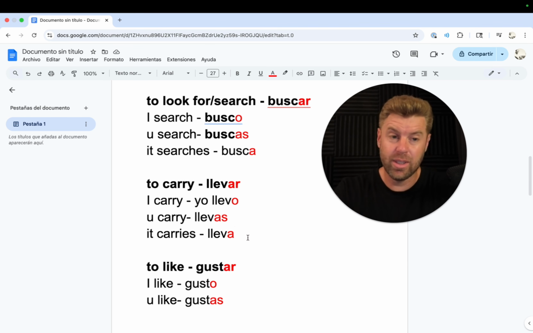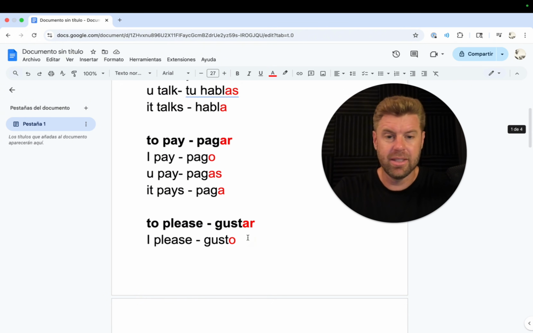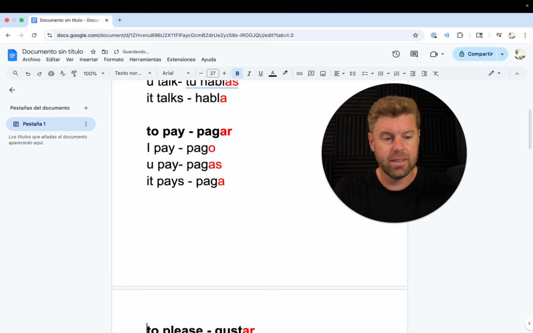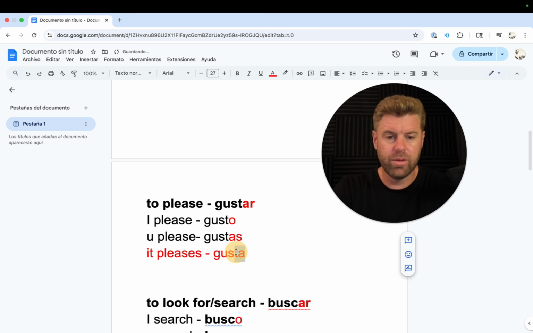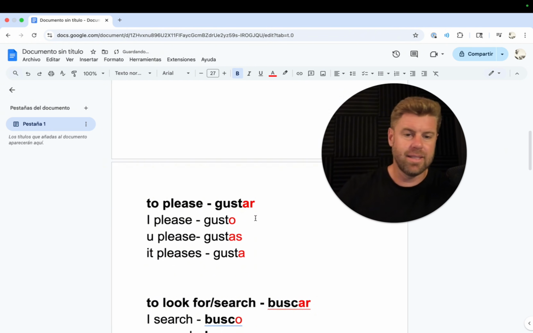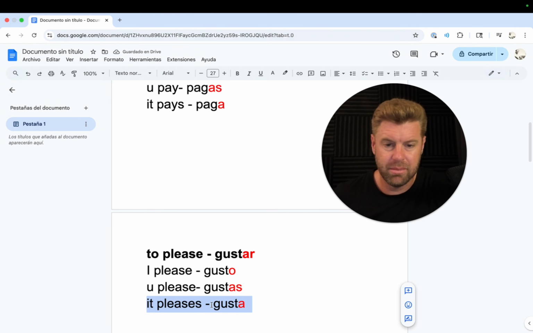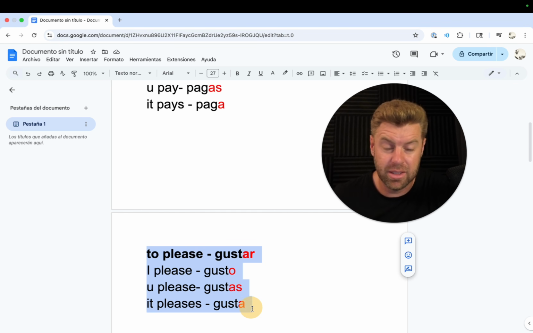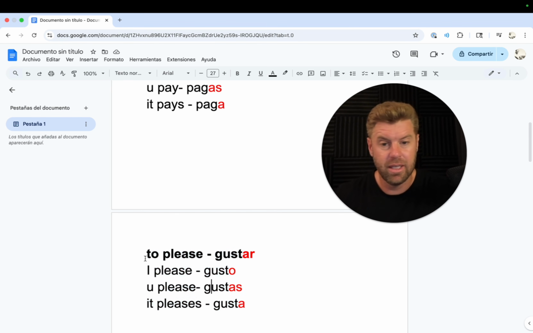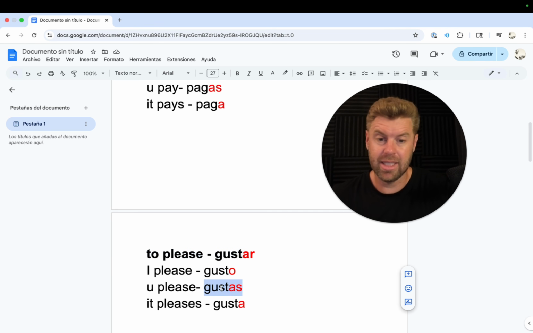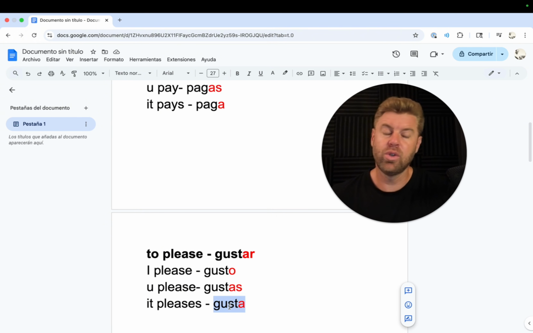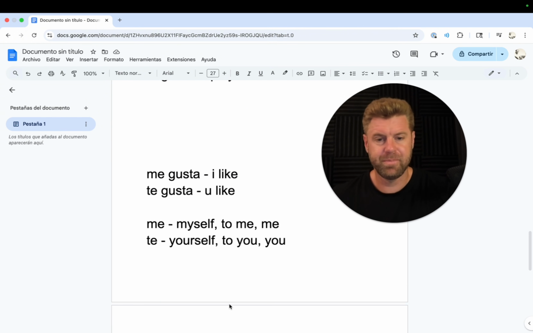Okay, so now let's look at gustar, which means to please. Okay, I please, gusto. You please, gustas. It pleases. Now we are getting to the crux of the matter. Gusta. That's the word we've been looking at this whole time. Okay, so it pleases. It's the same pattern as all these other words. Gusta means it pleases. And the reason I've shown you all these is showing you how to work out what it means from the original word gustar, to please. Gusto, I please. Gustas, you please. Gusta, it pleases.